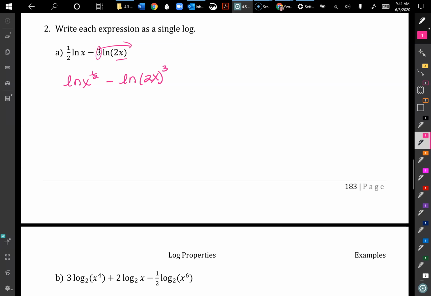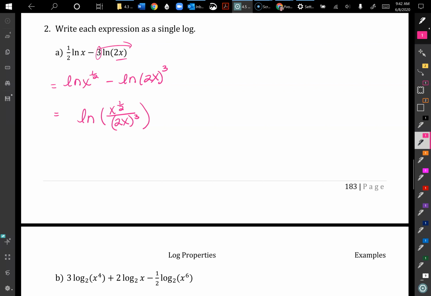Then we're going to use our quotient property, or some people say difference to quotient. So what we're doing is kind of compressing or squishing instead of spreading it out, right? It's already spread out. We're just practicing squishing it back together into having log of one argument. So we have ln of x to the 1/2 divided by 2x in parentheses cubed.